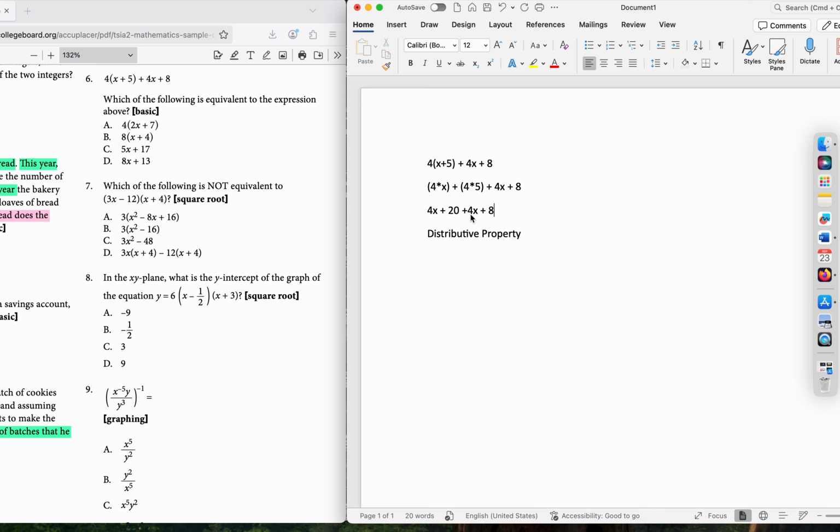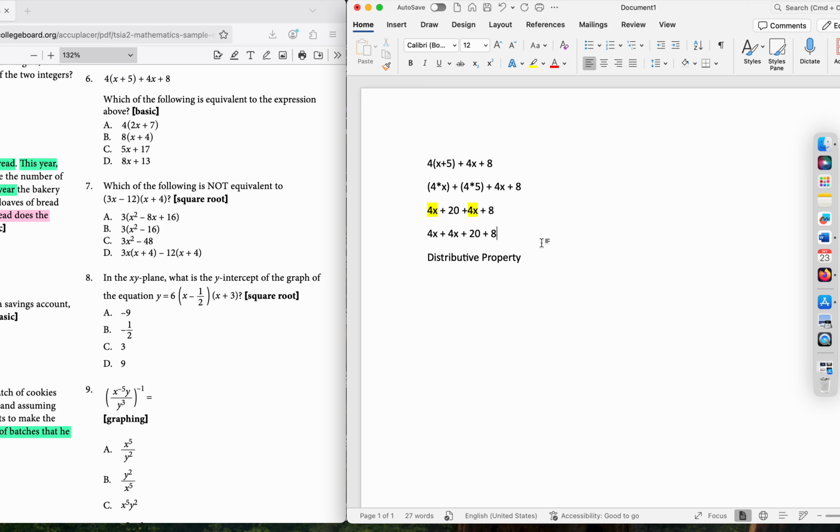Now we want to start looking at like terms. I know that 4x and 4x are like terms because they have a variable with the same exponent. In this case, we have x to the first power and x to the first power, so I know I can combine them. In the same way, these have no variable, and so I'm able to just combine those numbers. So let me rewrite it: 4x plus 4x plus 20 plus 8.